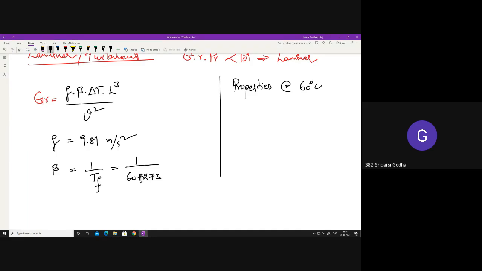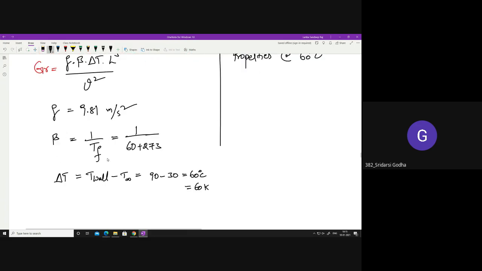A very important thing to remember is that T_f should be taken in Kelvin, not in degrees centigrade, because you are taking only one value. The SI unit for temperature is Kelvin. And delta T is T wall minus T infinity, which is 90 minus 30, which is 60 degrees centigrade, or 60 Kelvin also. Because 90 plus 273 minus 30 plus 273 will again give you the same value for delta T. That's the story of delta T.